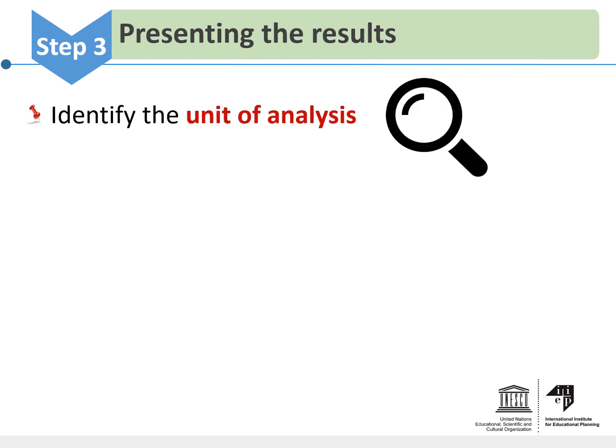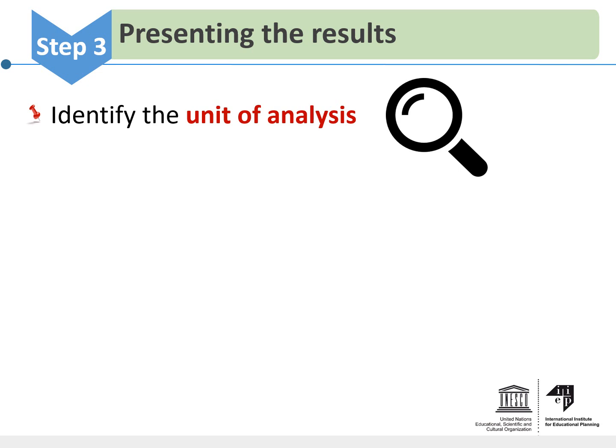The third step is to present the results. For each table filled out, you should write narrative paragraphs by presenting the indicators as follows. Clearly state the purpose of the table and identify the unit of analysis. Is it schools, educational institutions, students, or teachers?